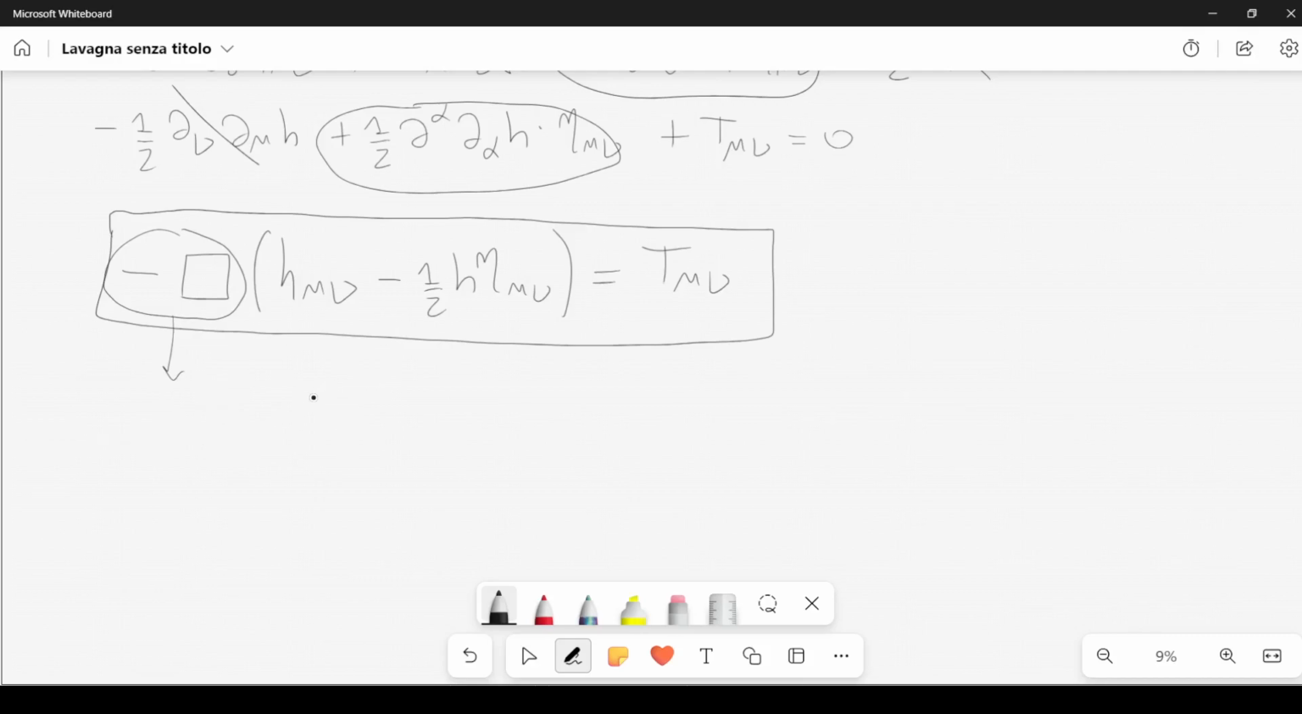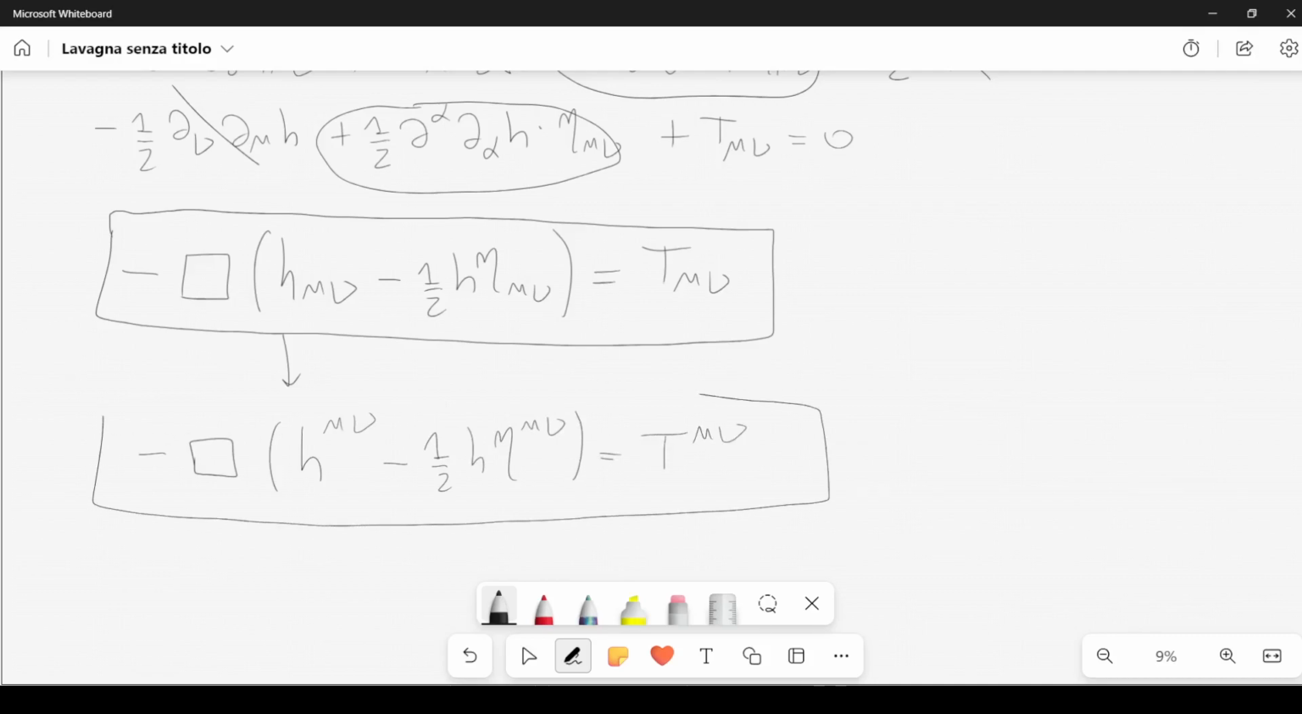But never mind. I'm also going to rewrite it with upper indices for the sake of convenience. So I'm going to write it as minus D'Alembert h mu nu with upper indices minus 1/2 h eta mu nu equal to t mu nu with upper indices. And I'm going to call this equation 4. But we will move on from here next time.